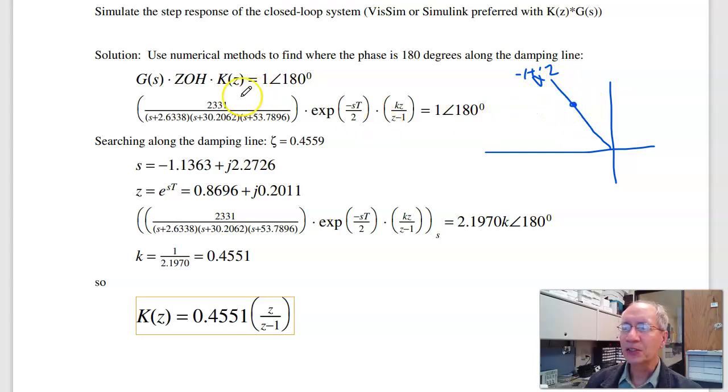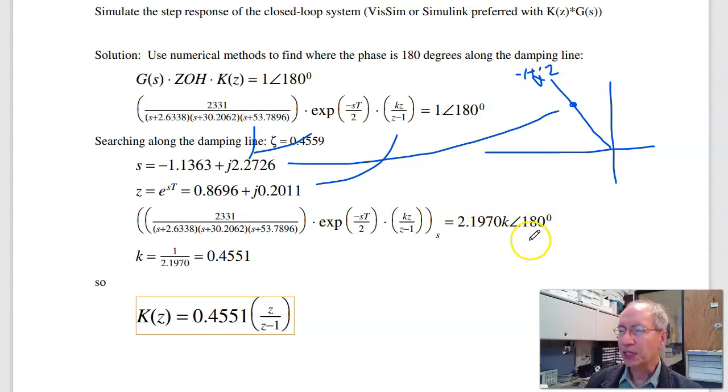So doing that, I search along the line till the angles add up to 180, and it turns out the point where the angles add up is at minus 1.13 plus j2.27 in the S-plane. In the Z-plane, that spot is 0.869 plus j0.201. So here's what I use for S, here's what I use for Z. Multiply it all out, and the angle's 180. Gain is wrong. Pick K to make the gain 1, and K is 0.4551, so there's K of Z.